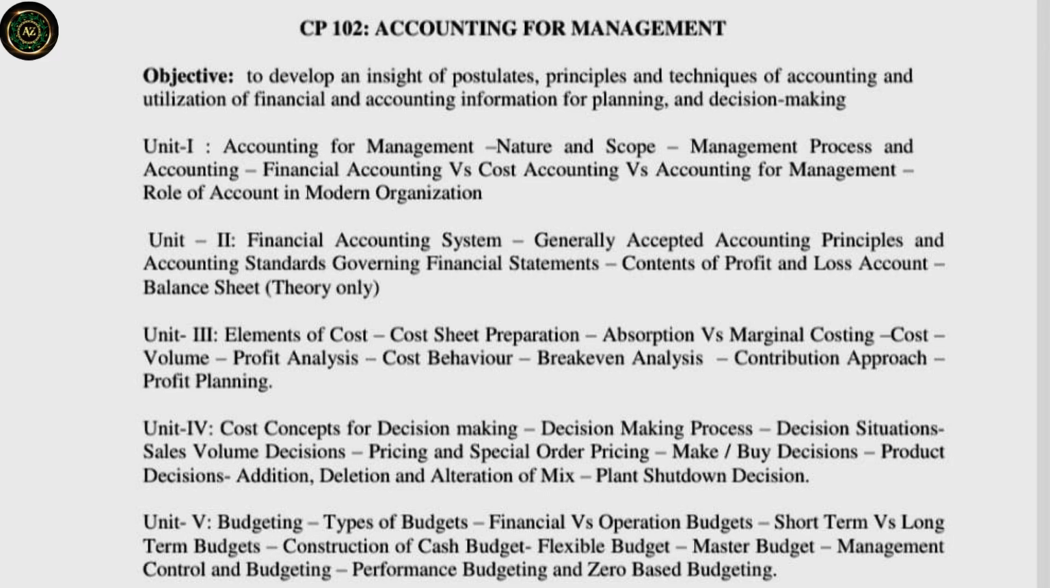Unit 5: Budgeting, Types of Budgets, Financial versus Operation Budgets, Short-Term versus Long-Term Budgets, Construction of Cash Budget, Flexible Budget, Master Budget, Management Control and Budgeting, Performance Budgeting and Zero-Based Budgeting.